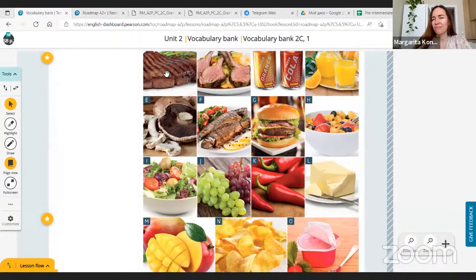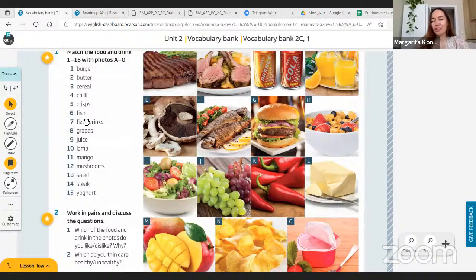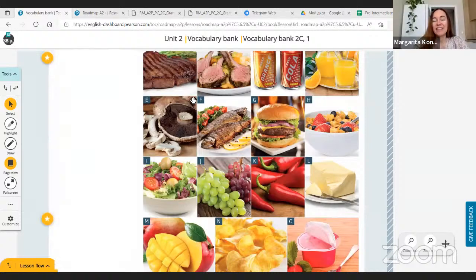Picture A, what is it? This is a steak. A steak, very good. Letter B, it was new for you. Do you remember it? That is... Have you got anywhere to look? Okay, let's see here. Can you find it? Lamb. Lamb. B is not pronounced, yeah? Lamb. Okay. Lamb. Good.